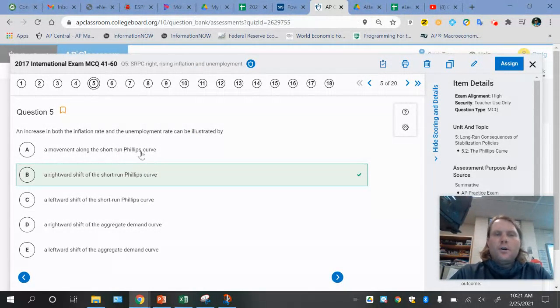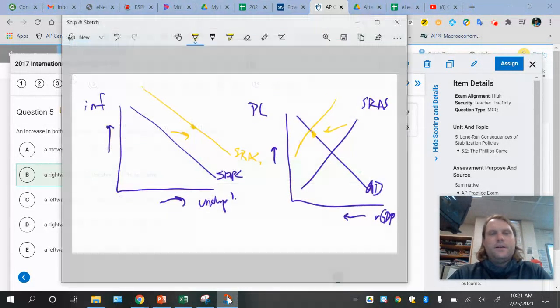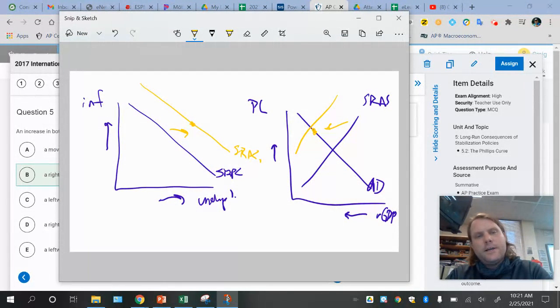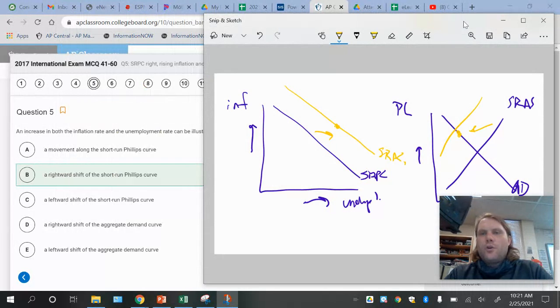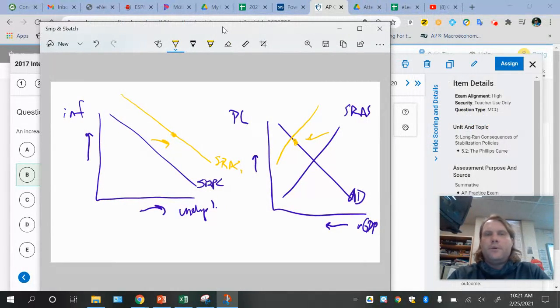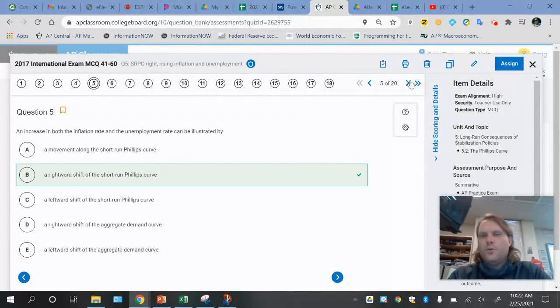Let's see what our options are. Okay, movement along, that's not right. That movement along here is the trade-off between the two. So that's no good. Rightward shift of the short run Phillips curve, absolutely. That's going to show us what we have to do. Leftward shift of the short run Phillips curve, nope, we know it's not that. Rightward shift of aggregate demand, that's not what we're drawing. Leftward shift of aggregate demand, nope, that's not what we're drawing. So you can walk yourself into that answer by being able to show those graphs to yourself.